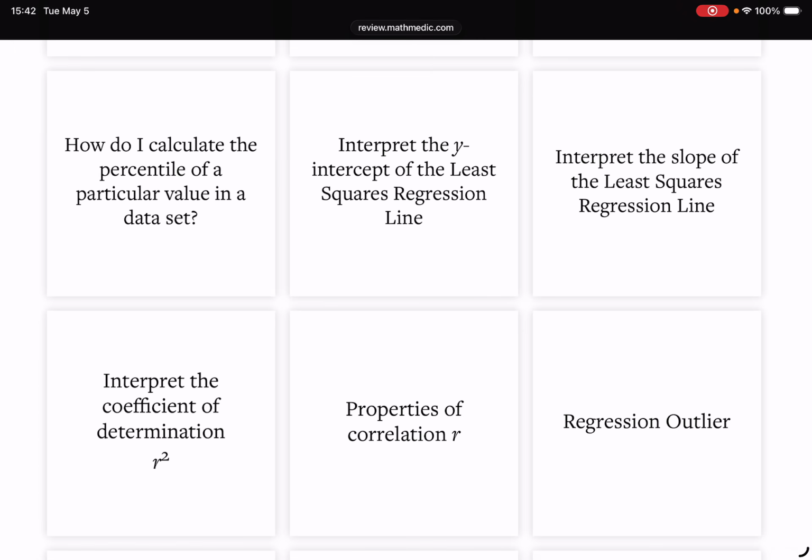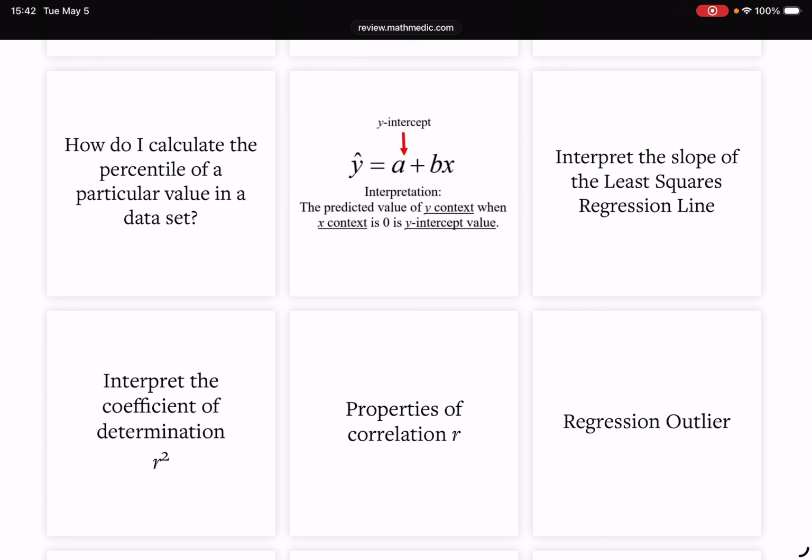Next one says interpret the y-intercept of the least squares regression line. So remember, the intercept is always the one that is not attached to x. We always say that this is interpreted as the predicted value of blank when blank is 0. So those blanks are filled in with the y context, x context, and y-intercept value. So whatever that a value is in your equation.